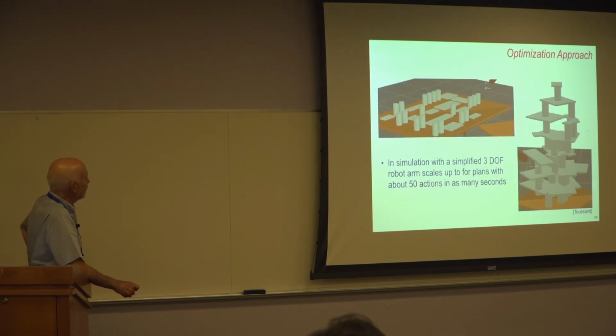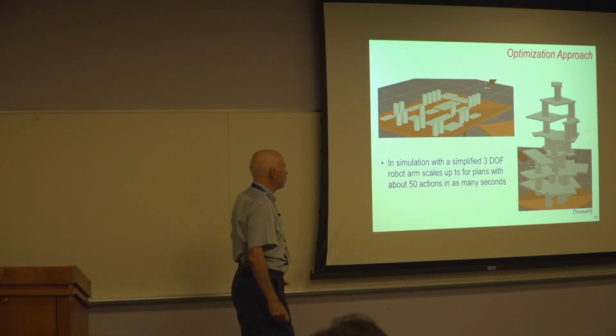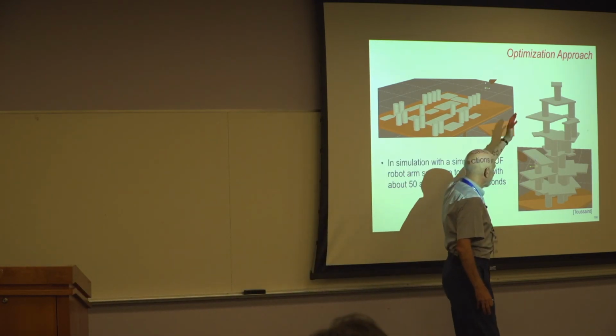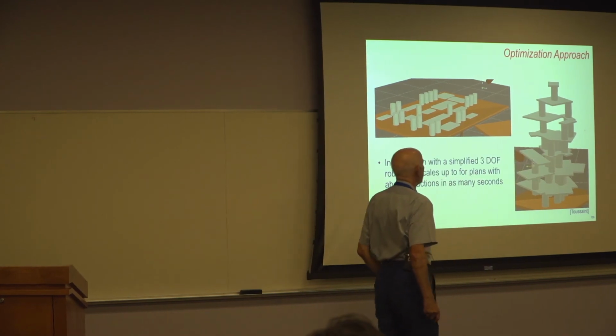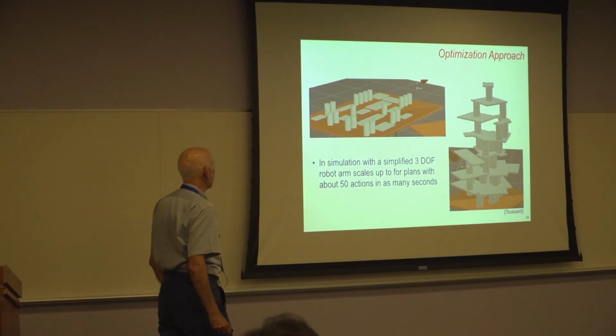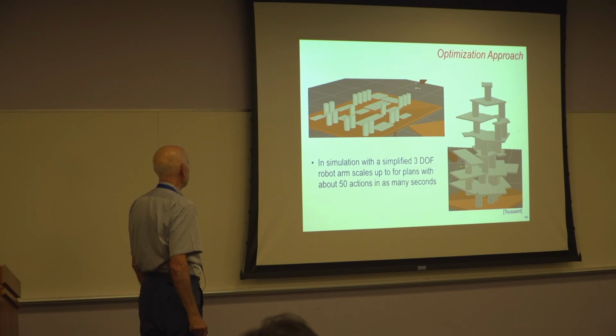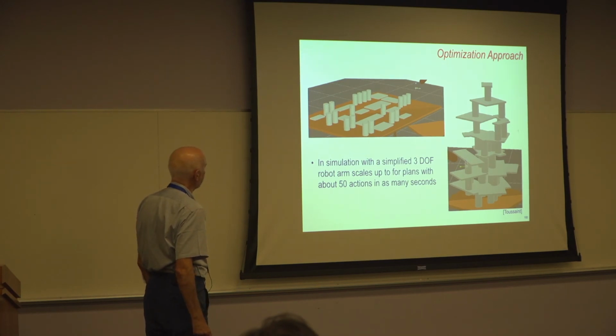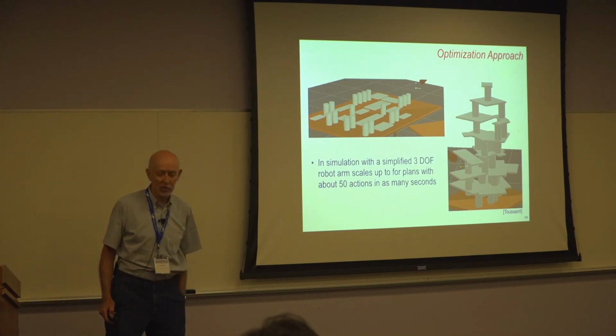And the specific problems in which this approach has been found good are computing and planning this building up of a tower with complex stability properties, simulation with simplified 3 degrees of freedom robot arm, and it scales up with about 50 actions in a minute.